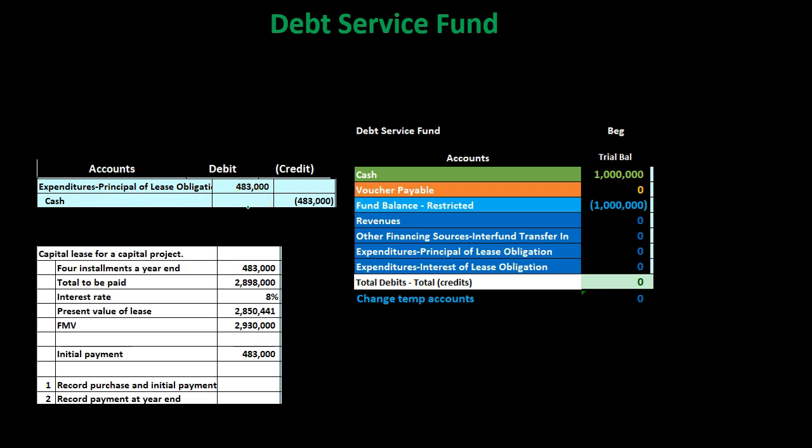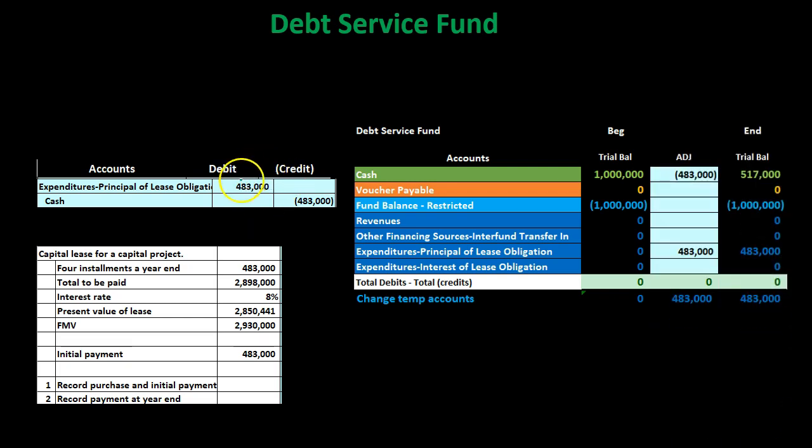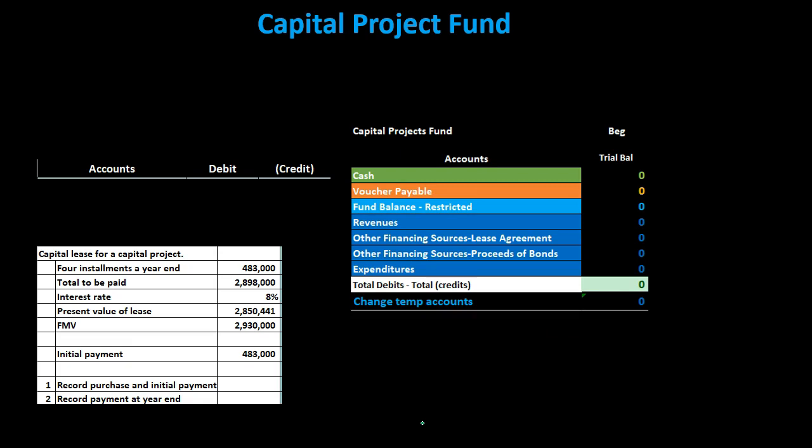Nothing in terms of the long-term liability, nothing in terms of the long-term asset on the books. Recording that then, we've got the debit to the expenditure going up in the debit direction, then the credit to cash. So cash then going down. It has a debit balance, of course, and we're decreasing it. What about the capital projects fund?